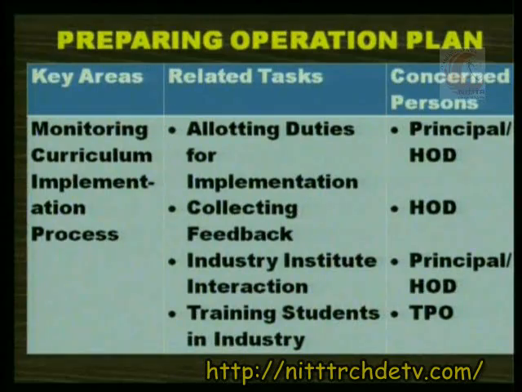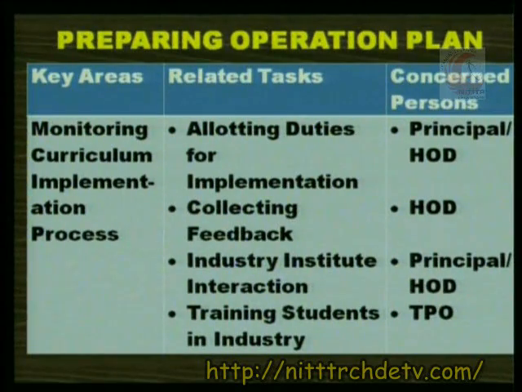And the last task connected with this key area is training the students in the industry. You can take the students to the industry for an industrial visit, where they can see what type of processes, what types of operations are taking place. They can also see what type of technological advances are taking place in the industry. They can also take up some project work that will be useful to them in developing problem solving abilities, and the responsibility for training the students in the industries lies with the training and placement officer.